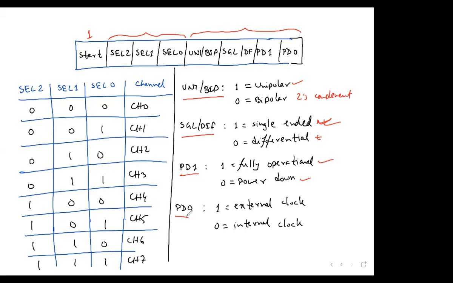And finally, we have PD0, which controls which clock you want to use. If you want to use the external clock, then you provide 1 in this particular pin. And if you want to use the internal clock, you provide 0 in this particular pin. So is it understood, everyone?